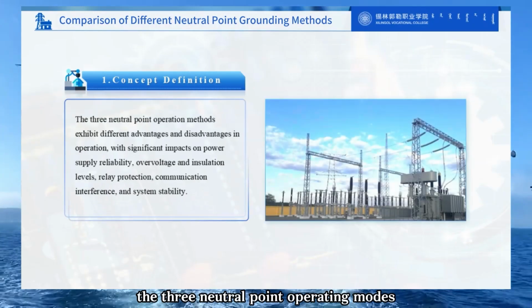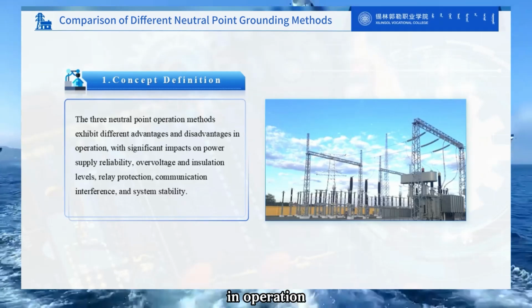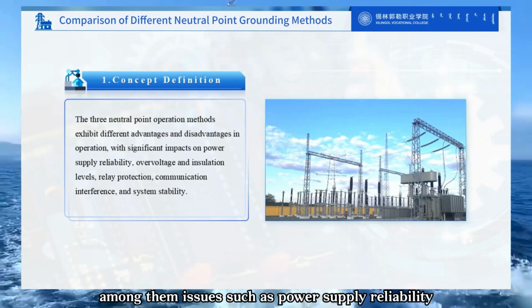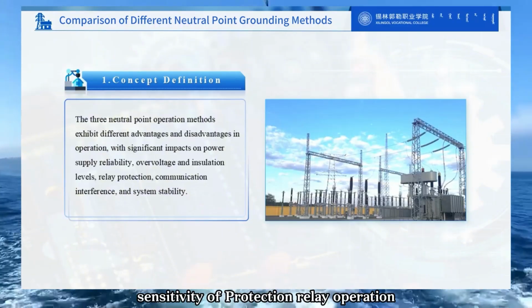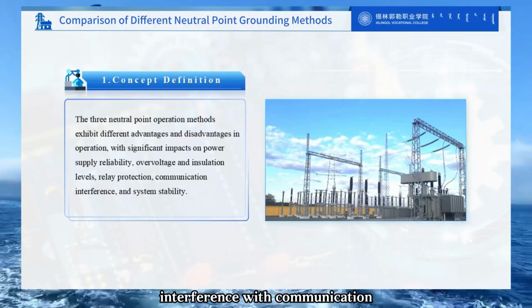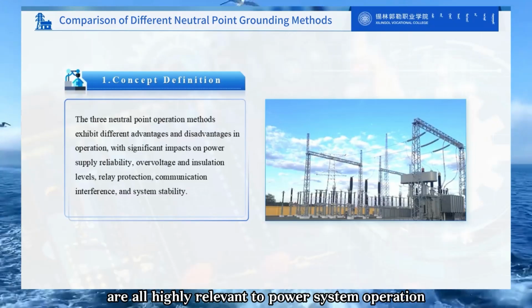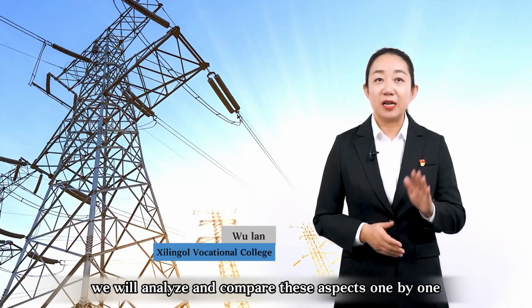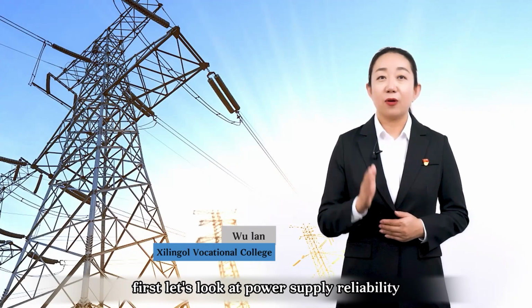The three neutral point operating modes exhibit different advantages and disadvantages in operation. Among them, issues such as power supply reliability, overvoltage and insulation level, sensitivity of protection relay operation, interference with communication, and system stability are all highly relevant to power system operation. Below, we will analyze and compare these aspects one by one. First, let's look at power supply reliability.